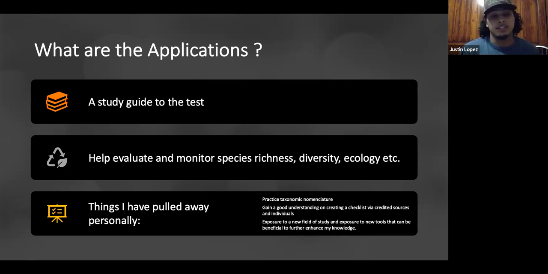And in addition to that, I was able to help monitor species richness, biodiversity, and ecology. And I feel like that's going to help with this field that I'm in. I was in fisheries and wildlife conservation ecology. It's a broad field. I learned a great skill that can be applied to different angles of this field.